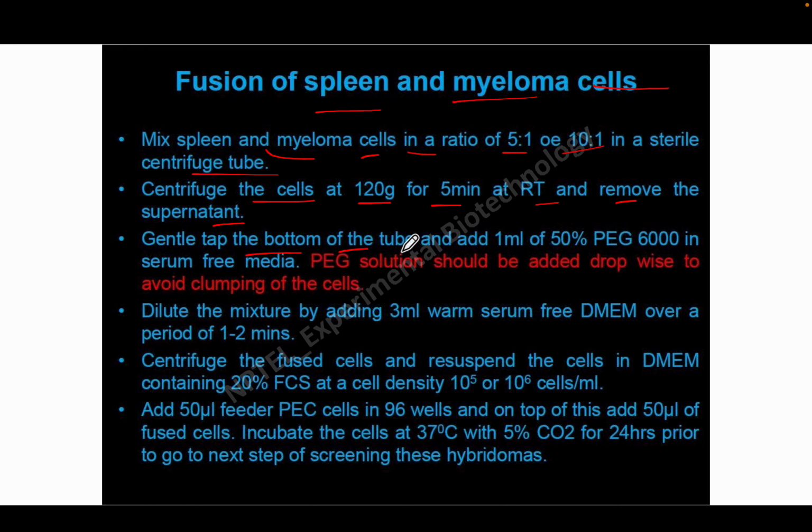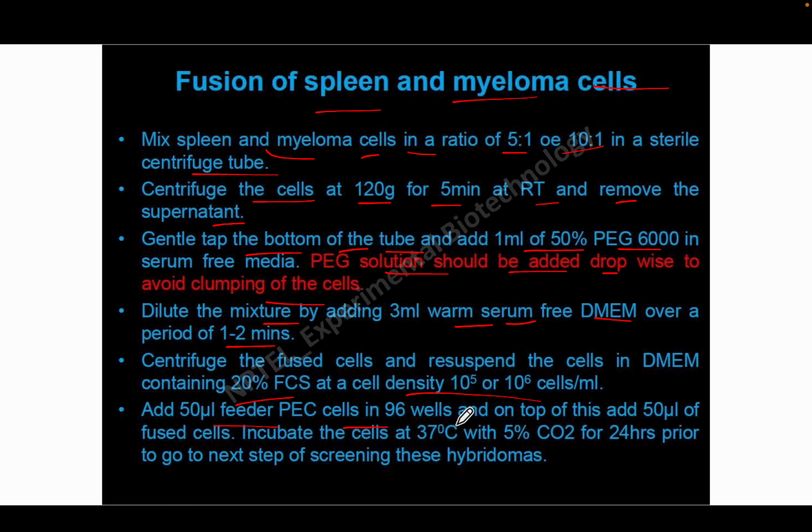Gently tap the bottom of the tube and add 1 ml of 50% PEG 6000 in serum-free media. The PEG solution should be added dropwise to avoid clumping of the cells. Then dilute the mixture by adding 3 ml warm serum-free DMEM over a period of 1 to 2 minutes. Centrifuge the fused cells and resuspend them in DMEM containing 20% FCS at a cell density of 10^6 or 10^5 cells per ml.